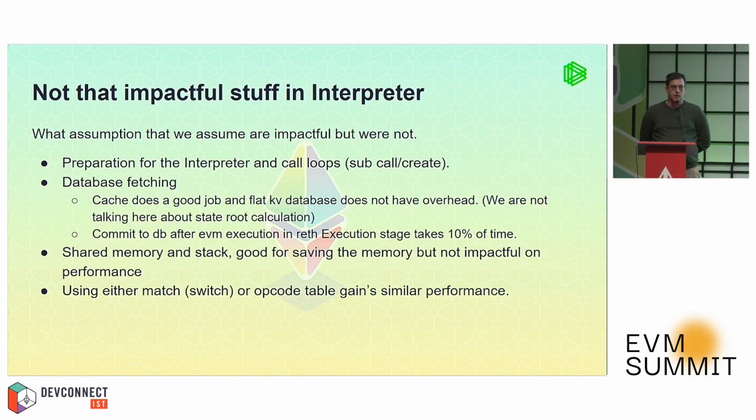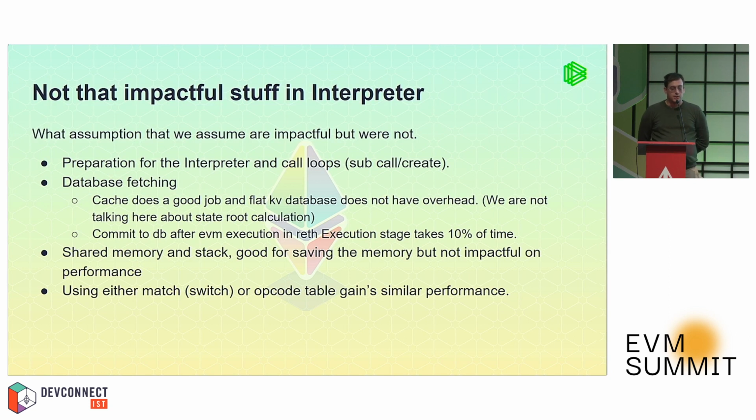Database fetching. Previously, when we fetched from the database through the Merkle tree, that was problematic because you needed 15 database fetches to traverse the Merkle tree. Now with a flat key-value database, this is not a big problem. You still need to read, and in the end commit and calculate the state root after that, but it's not that big a problem inside the EVM.